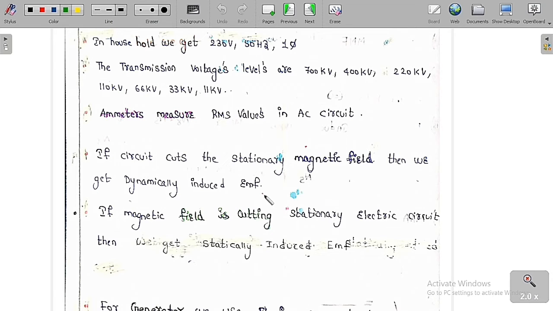So whenever the coil is fixed, stationary, and the field is rotating or changing with respect to time, the EMF produced in the coil is called statically induced EMF. Whereas the reverse process, where the field is stationary but the coil is rotating and cutting that flux, the EMF induced in that coil is said to be dynamically induced EMF.